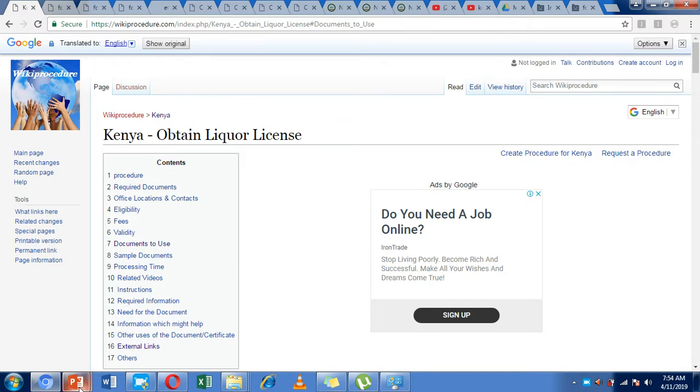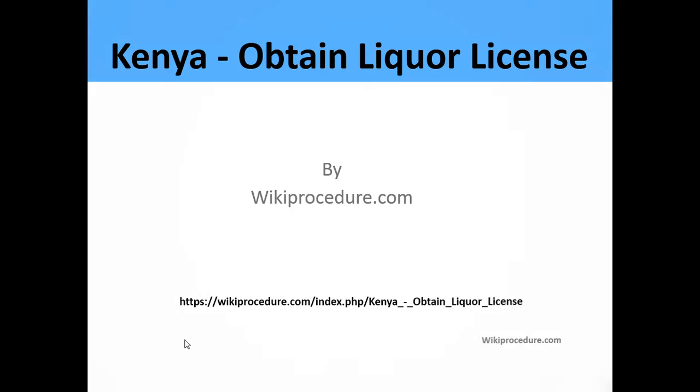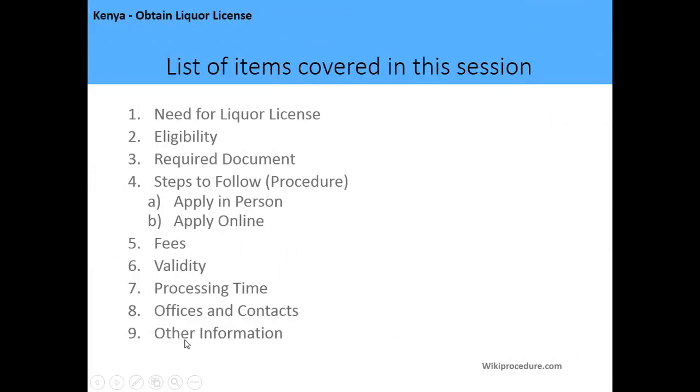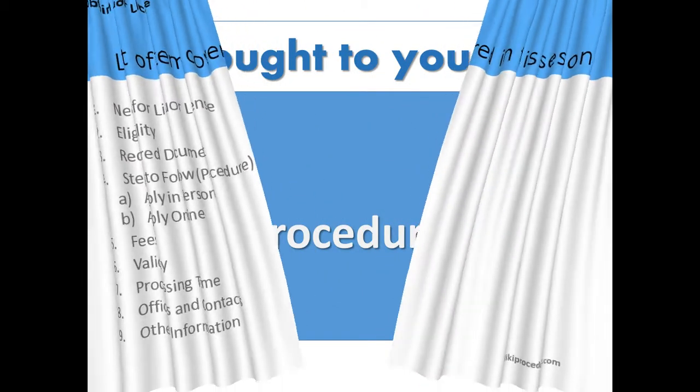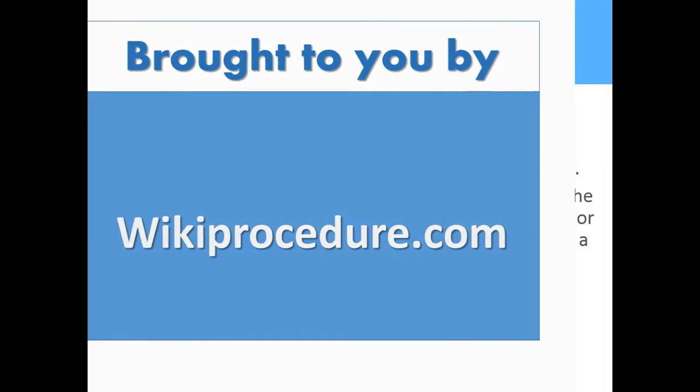So welcome to our presentation today, and the list of items which we're going to cover in this session include the need for a liquor license, the eligibility, the required documents, steps to follow in making the application, the fees, validity period, processing time, office location and contact information, and any other information that we may find relevant on how you can obtain your liquor license. This presentation is brought to you by wikiprocedure.com.